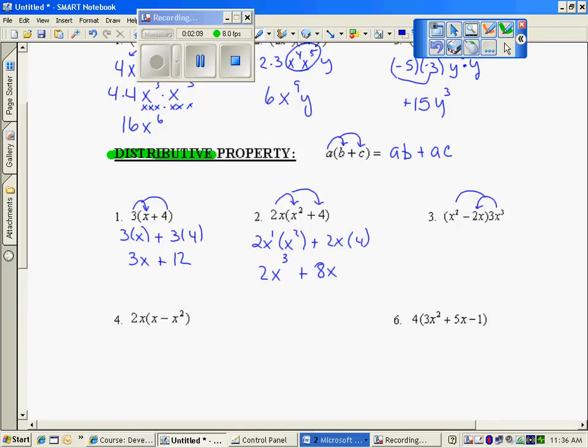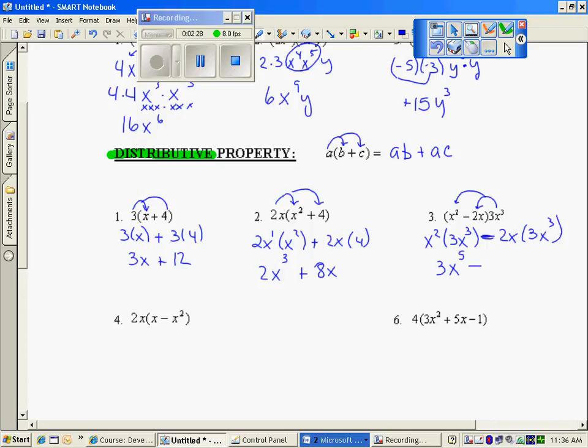This 3x cubed needs to be multiplied by everything in the parentheses. So x squared is multiplied by 3x cubed. Subtract 2x, which is also multiplied by 3x cubed. Multiplying, adding your exponents, you get 3x to the 5th.